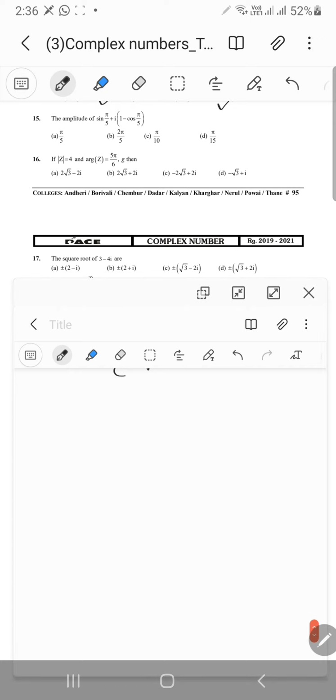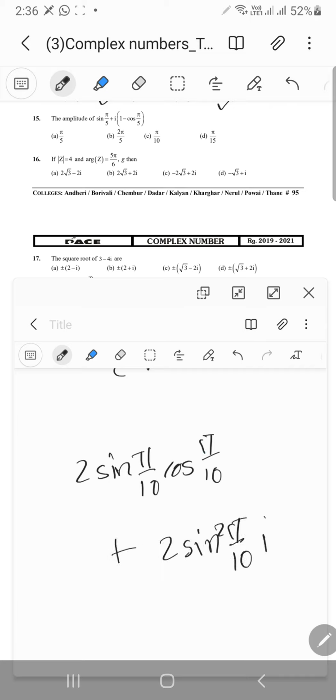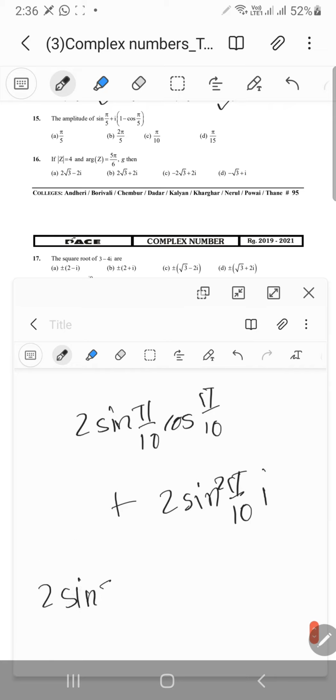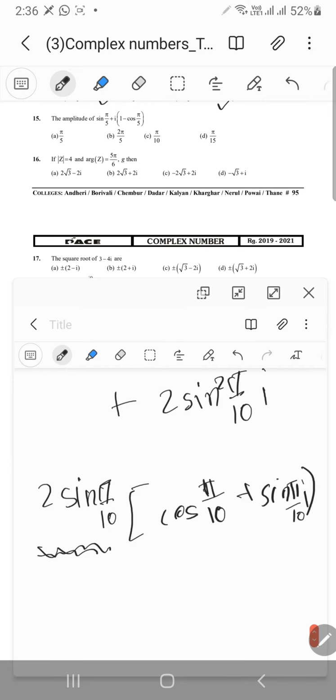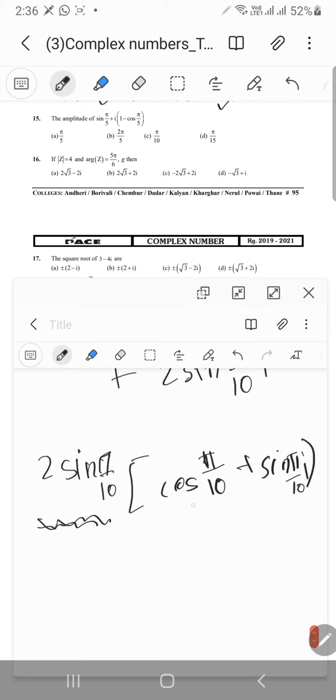Next, amplitude of sine pi by 5 plus I into 1 minus cosine pi by 5. All right, so now we can take some stuff common. First of all, I will write it as 2 sine of pi by 10 cosine of pi by 10 plus 2 sine squared of pi by 10 iota, and then let's take 2 sine of pi by 10 common. So now it's cosine of pi by 10 plus sine of pi by 10 iota. This thing is some real number, so that doesn't count in the argument. This does. So pi by 10, that's going to be the argument.